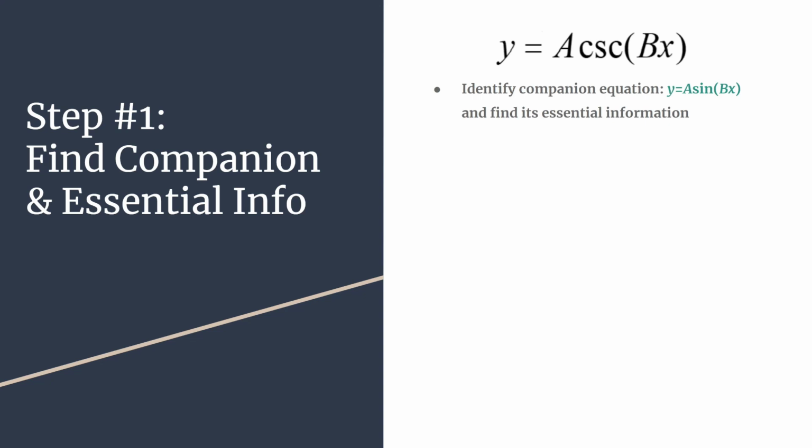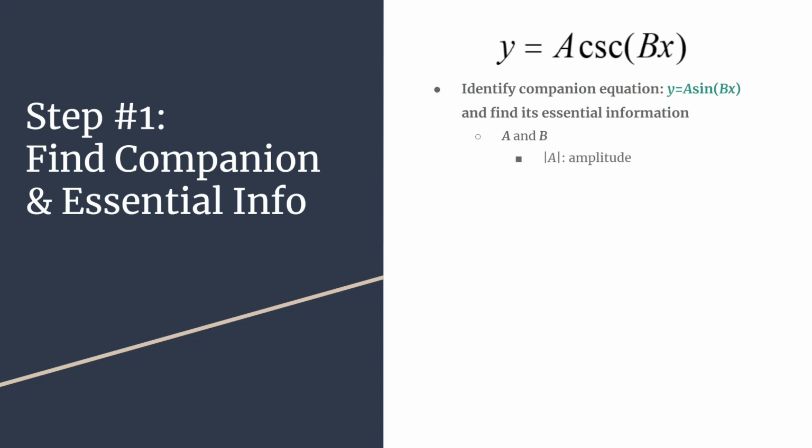All right, like I said before, our companion equation is going to be the reciprocal equation of cosecant. So all you'll have to do is replace the cosecant with sine. And we'll find the essential information. And you'll notice that this part will be exactly the same as if you're graphing the unshifted sine equation. So if you already know how to do that, you have a large part of the battle already tackled here.